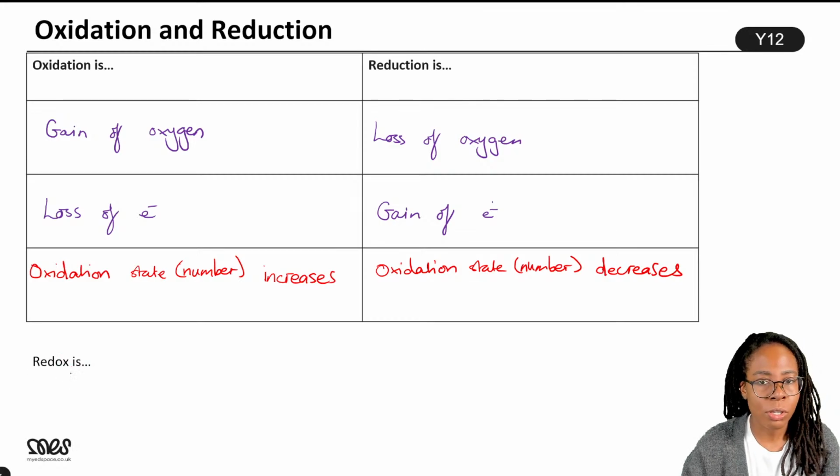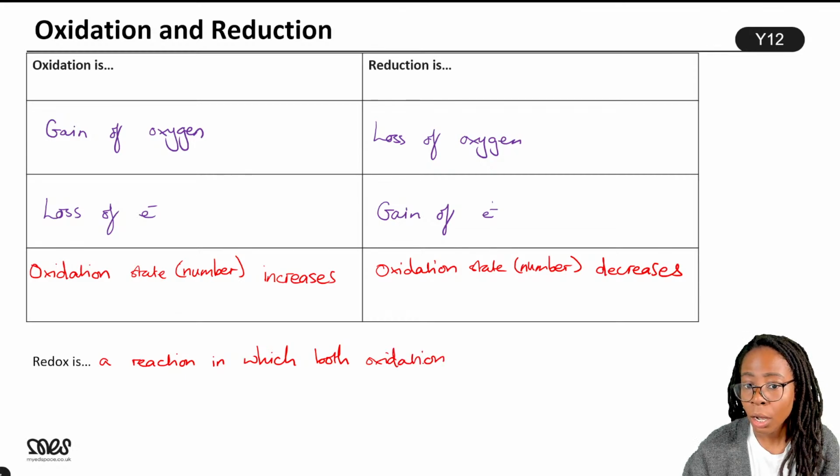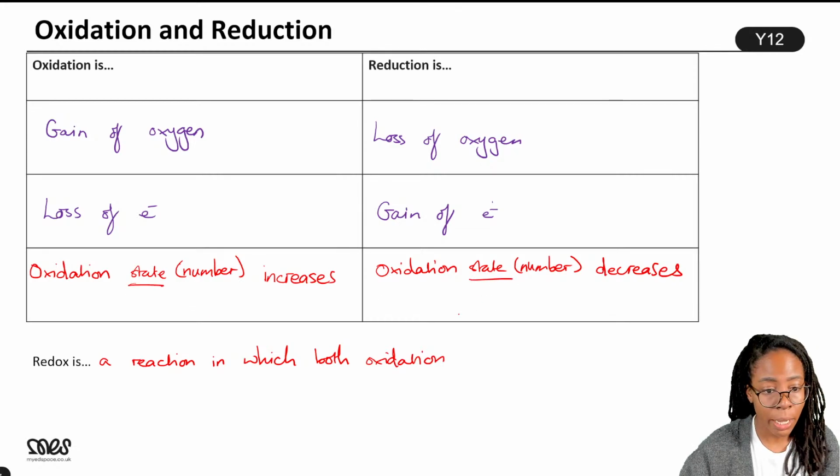What is redox though? What is redox? I'll start you off. Lovely. Ooh, great. A reaction in which both oxidation and reduction or reduction and oxidation are taking place. I wrote oxidation state in both.